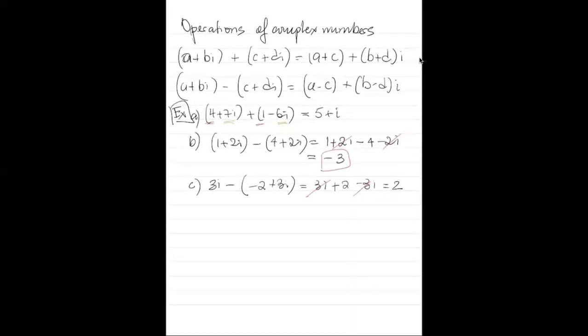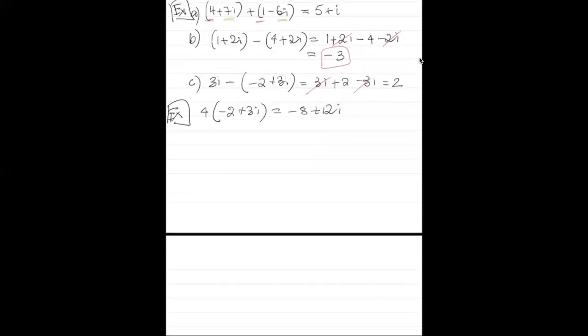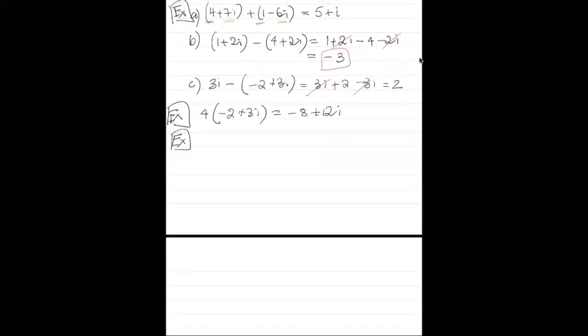Now, how do we multiply a real number by a complex number? For example, 4 times negative 2 plus 3i. We just distribute, multiply 4 by the real part, negative 8, multiply by the imaginary part, plus 12i, and that's it. The result is a complex number. Another example, multiply 2 complex numbers.